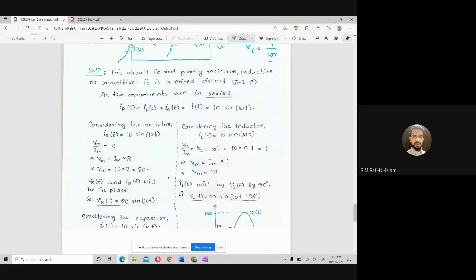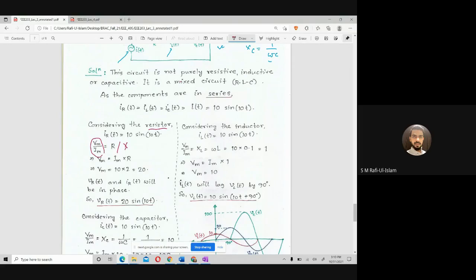Now just think about the resistor. Resistor is so easy. We know the formula. The maximum voltage divided by maximum current should be either resistance or reactance. But since a resistor doesn't have any frequency dependent term, it should be nothing but this value. So check the maximum Im. Im is 10. I know the R value, 2. So if I put it in, I can easily calculate Vm.